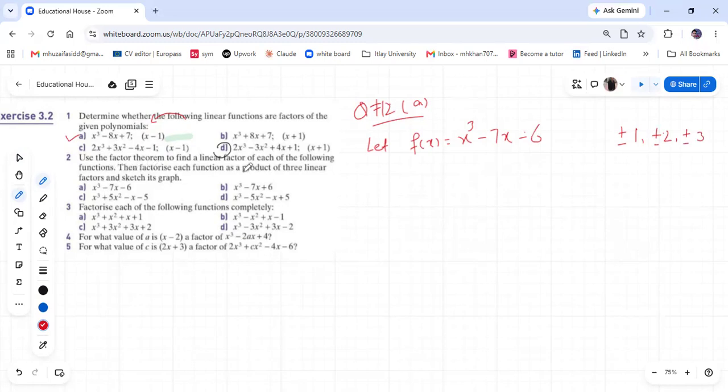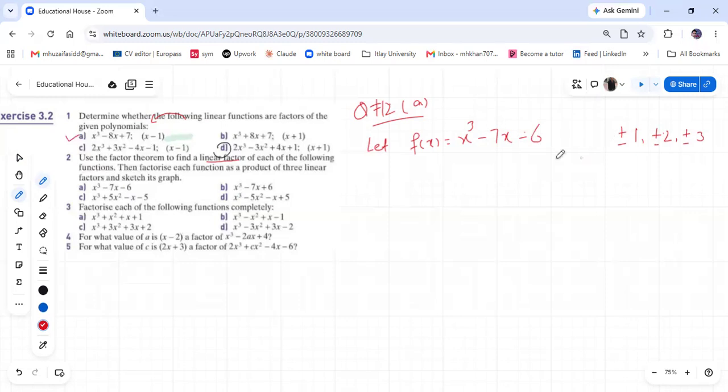Use the factor theorem, first of all, to find the linear factor of each of the following functions, then factorize each function as a product of the linear factors. After this we work on the factorizations, and after this we graph the equation. So first of all, our question is, we want to find the factors.